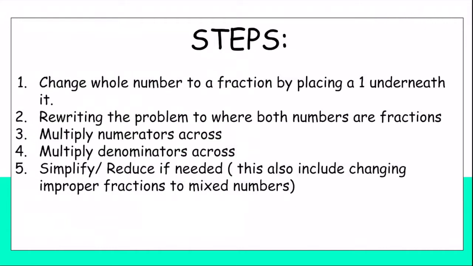Next, our third step is we're just going to multiply our numerators straight across and we're going to get our answer. The fourth step, then, we are going to multiply the denominators straight across and get our answer. When we do that, we'll get a final answer, but we have to remember on our step 5 that we have to simplify or reduce if needed. This also includes that if our answer is an improper fraction, that means the numerator, or the number on top, is bigger than the bottom number, we have to change that to a mixed number by dividing.